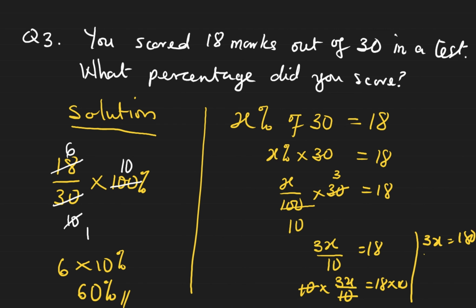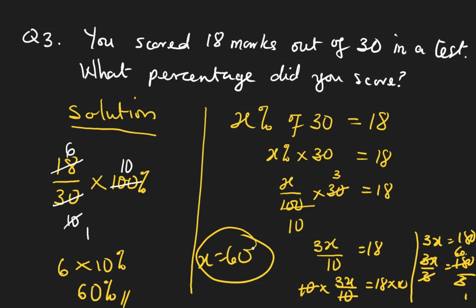Divide through by 3. We have 3x by 3 equals 180 by 3. This cancels this. 3 goes into itself 1, goes into 180 60 times. So it means we have x to be 60. So x equals 60. Whichever method you use, you must get the same answer.